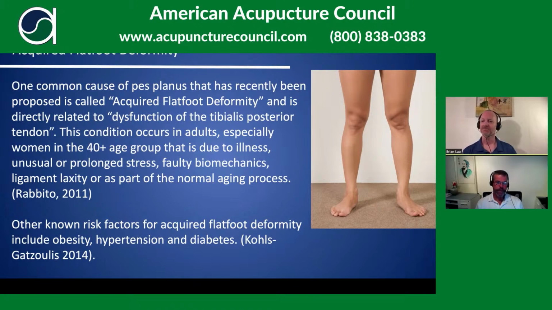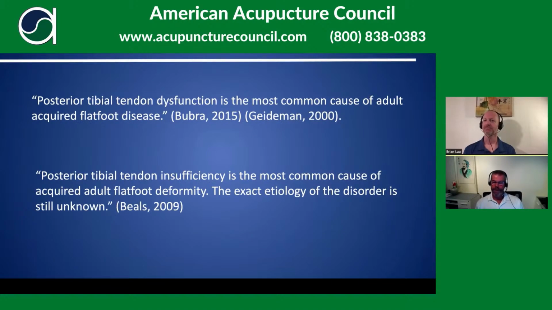Yeah. So the unusual or prolonged stress is going to tax spleen qi and kidney qi. Faulty biomechanics, ligament laxity in particular, that's going to be kidney qi as well. And the normal aging process. And as we know, kidney qi is on the decline the older that we get. So let's move on to the next slide. Go ahead, B.